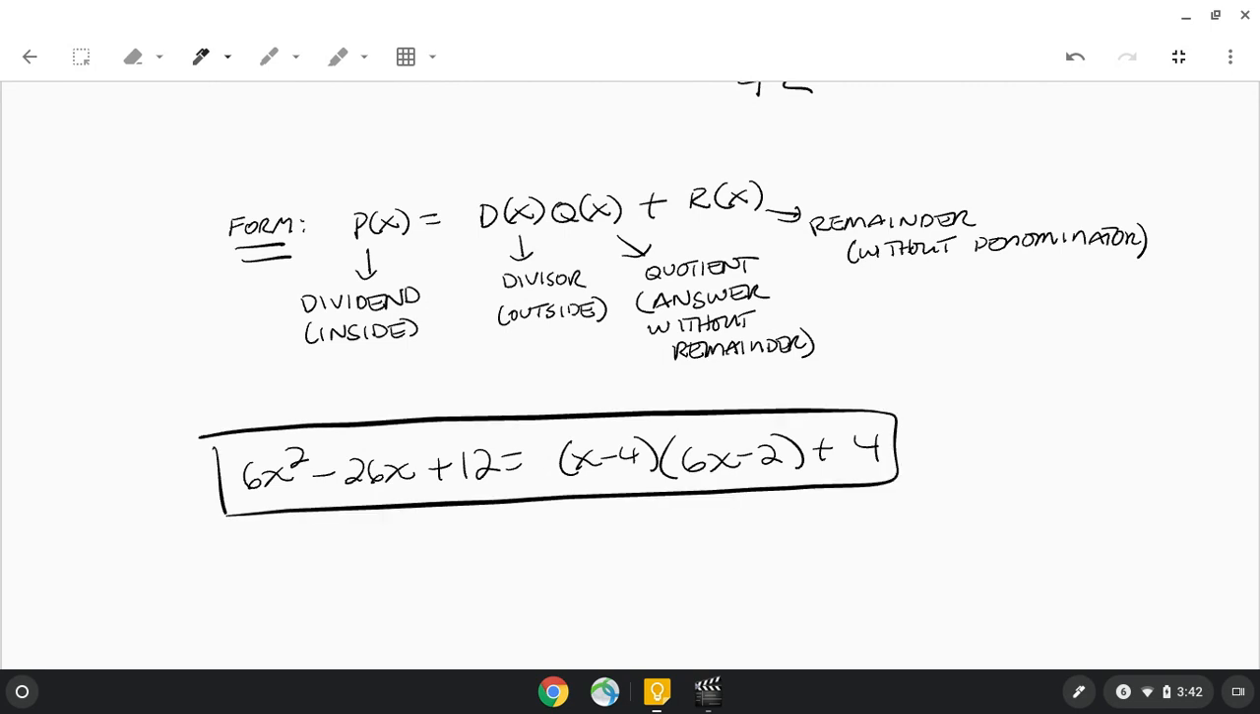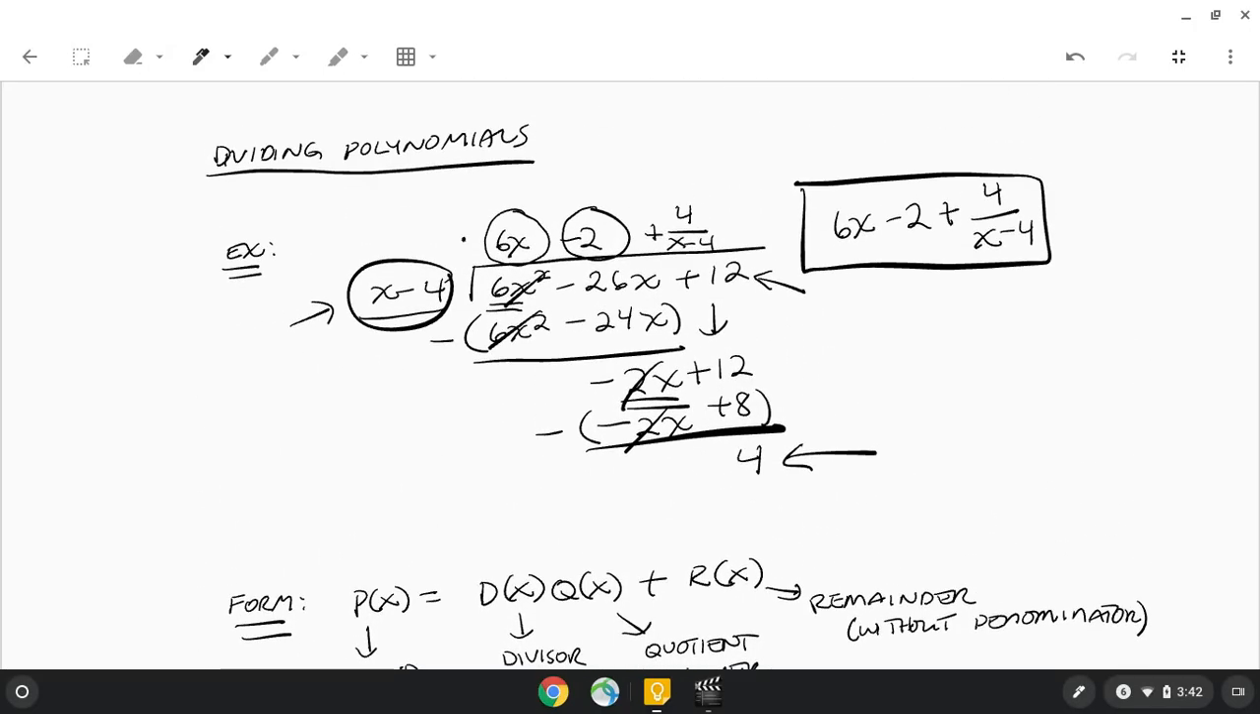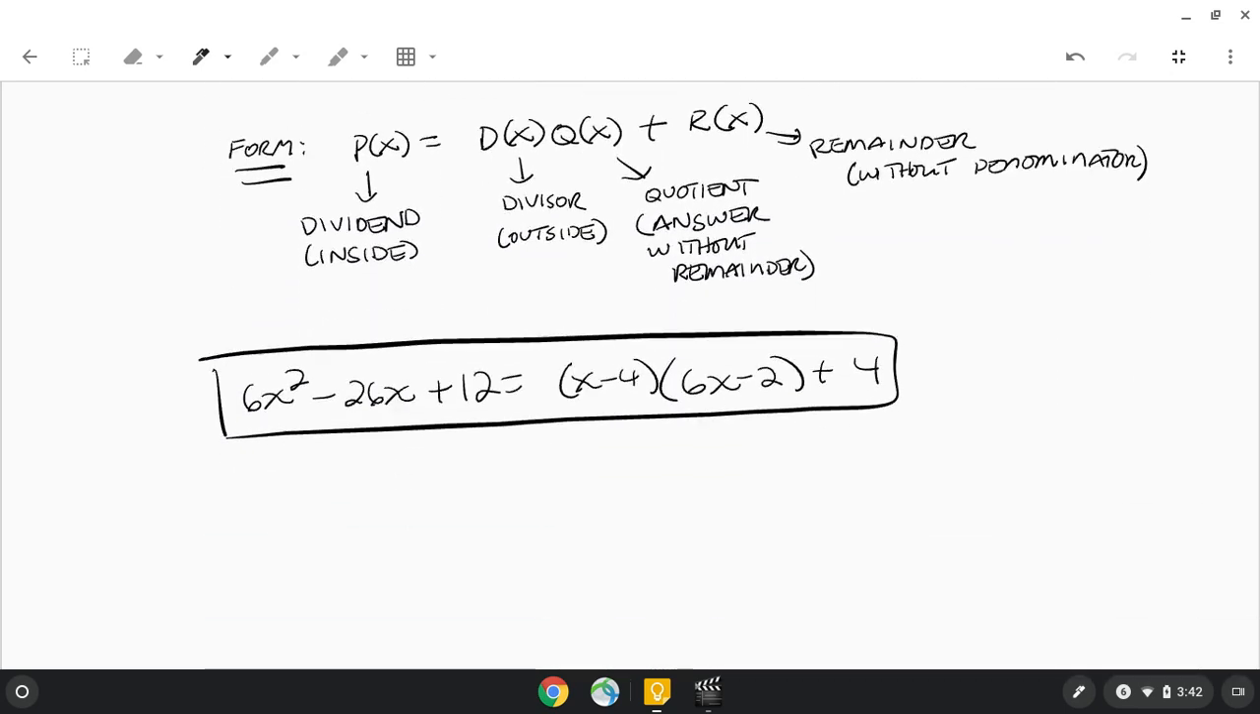I don't think I will have these on the test, but it might be in your homework. Just being able to do the long division, that's what I'll expect from you on the test.